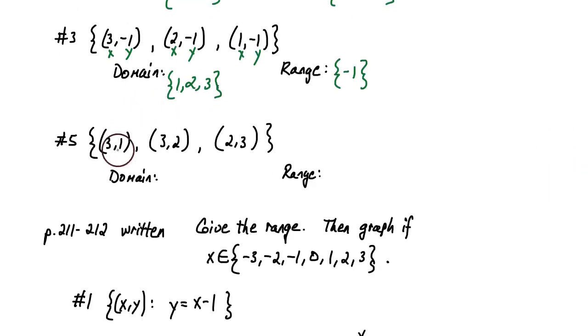Number 5. Let's first identify the first and second coordinates each time. I'm going to call them x and y. The domain is a list of all the first coordinates in the set. Another way to say that is all the x-coordinates. There's a 2 and a 3. The range is a list of all the second coordinates, the second numbers in the parentheses. There's a 1, a 2, and a 3.